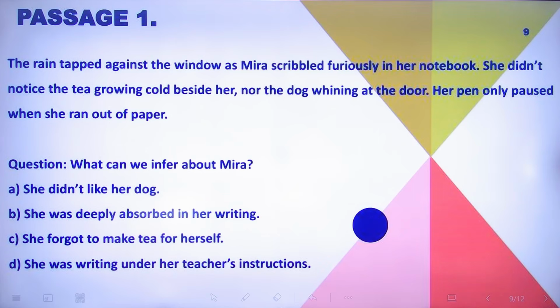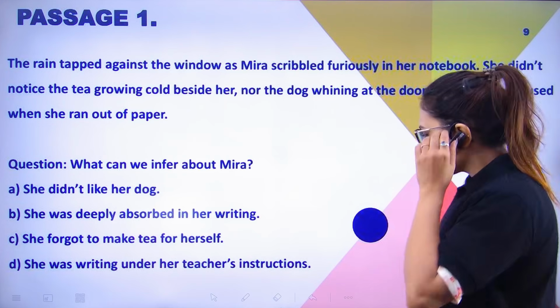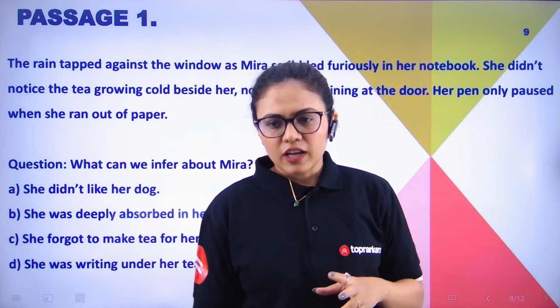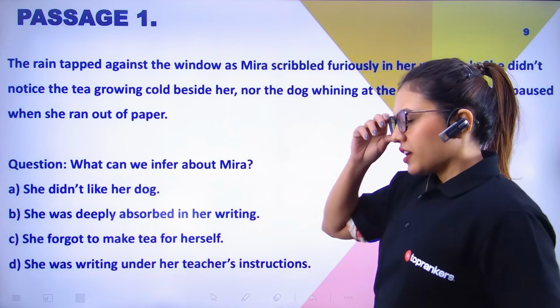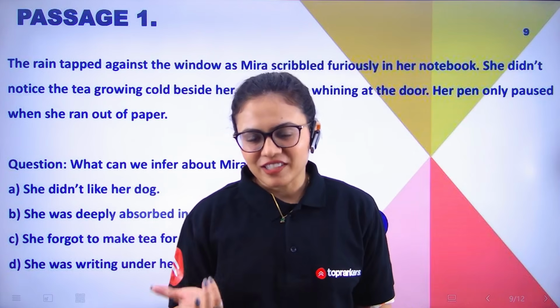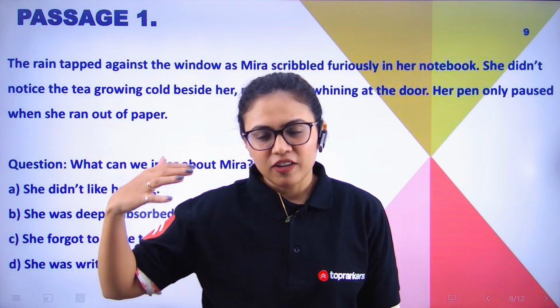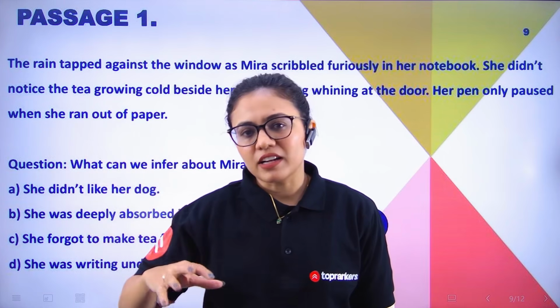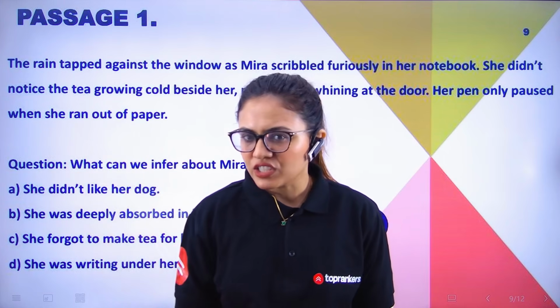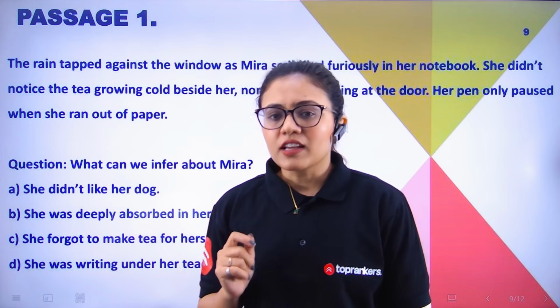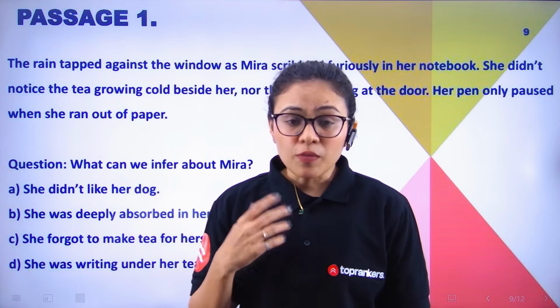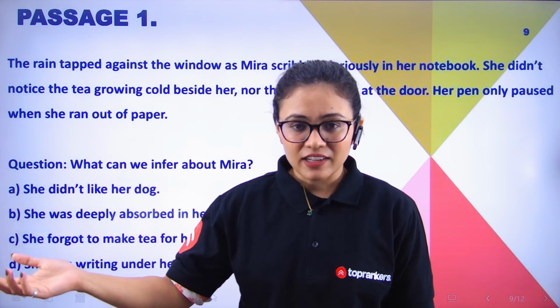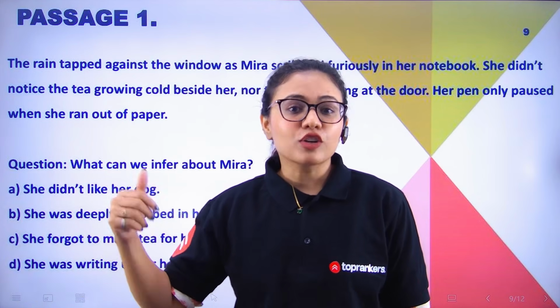All right, let's discuss. I have intentionally taken a really short passage so that we get the job done efficiently. As you can see, it's the perfect setting for a writer. The rain is tapping very lightly on the window, and Mira is engrossed in her work. And what exactly is she doing? She's writing furiously in her notebook. Now, she has undivided attention to the job at hand, so much so that even the tea laid out for her is getting cold beside her.